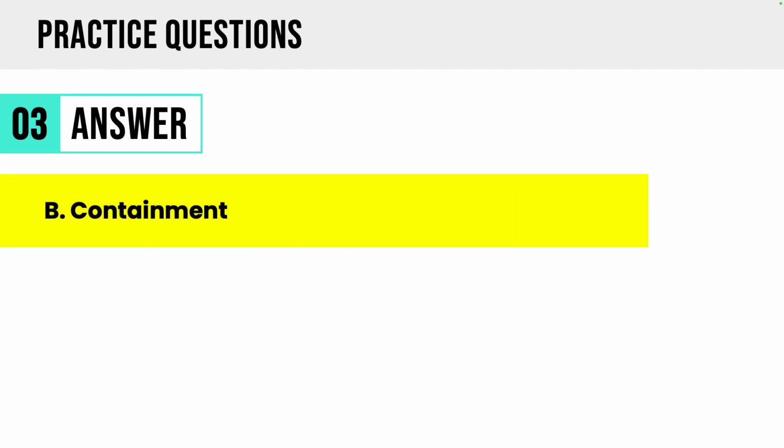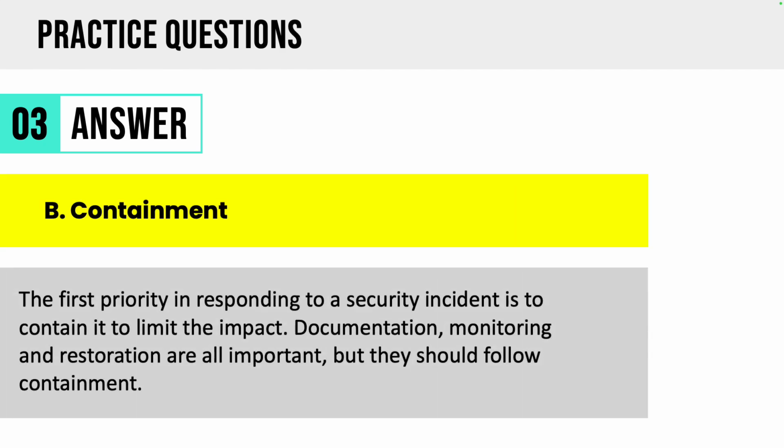So, containment. This is the first priority when responding to an incident because we want to limit the impact. Documentation, monitoring, and restoration are all important, but they should follow containment. The first step is always going to be to validate that incident and contain, so we can limit the damage.